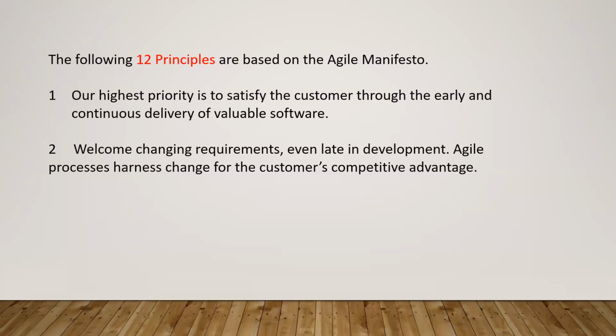So let's summarize the two things which we have done yesterday. The first one is: our highest priority is to satisfy the customer through the early and continuous delivery of valuable software. What the highest priority means is that customer satisfaction is the highest priority. That's what I explained yesterday.